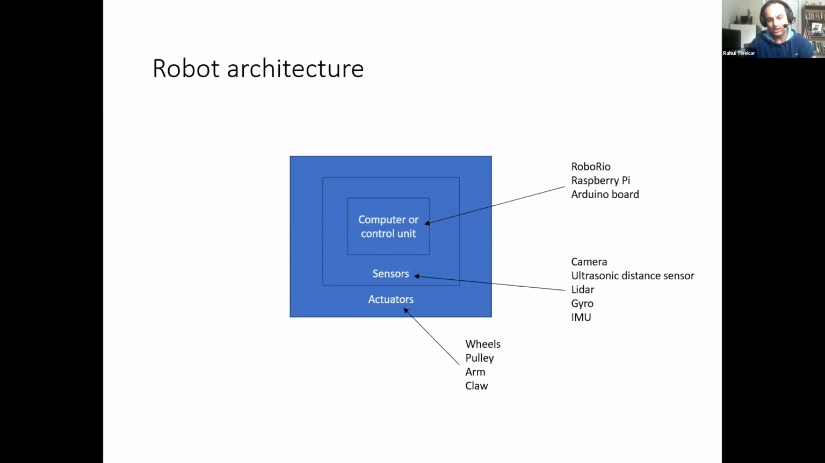So a robot would typically consist of three things, broadly speaking. A computer or a control unit. It could be a Raspberry Pi, a RoboRio, or an Arduino board. Then you're going to have sensors, like a camera. In the last lecture you saw an ultrasonic distance sensor, LiDAR, a gyroscope, IMU, various sensors that tell you what's going on. It's akin to a human body. We have sensors: our eyes, ears, nose, hands, touch. And then actuators. Actuators are things like wheels and pulleys, arm, etc. So typically a robot consists of these three things.